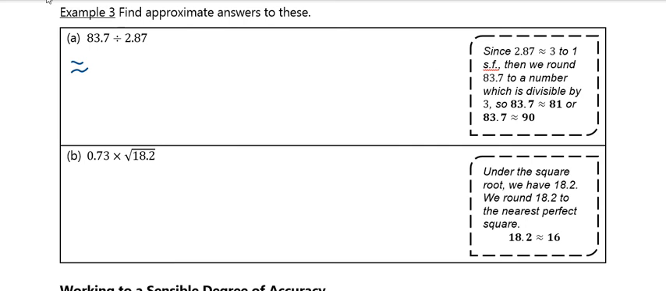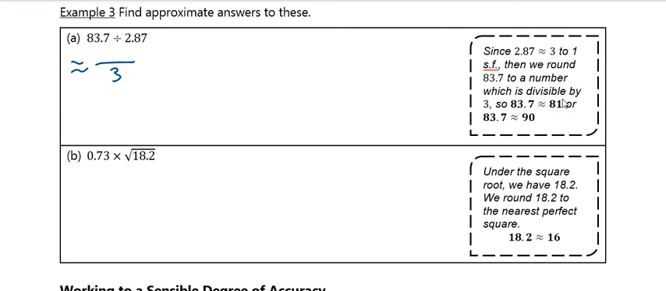But here, let me just find out first the division. So the denominator will be 3. When you round off 83.7 to one significant figure, you will have 80, right? So this 80, you cannot divide it by 3. So it is better for you to round off to whatever number is a multiple of 3.